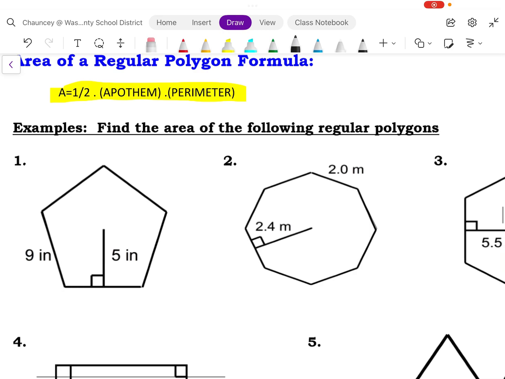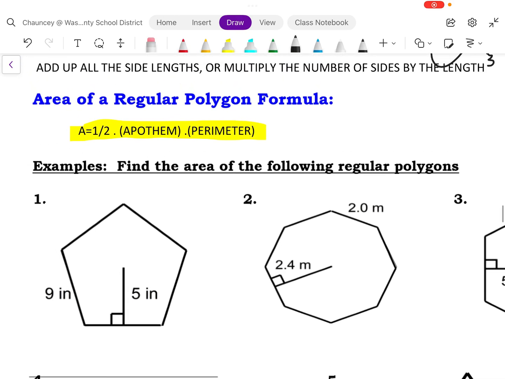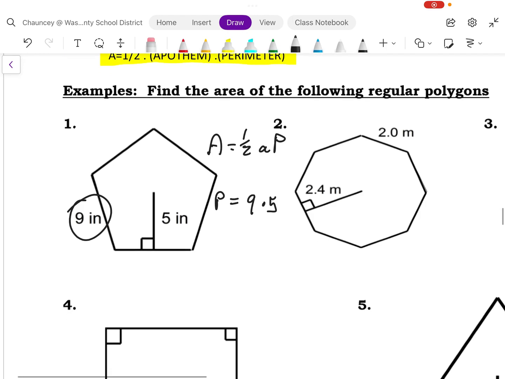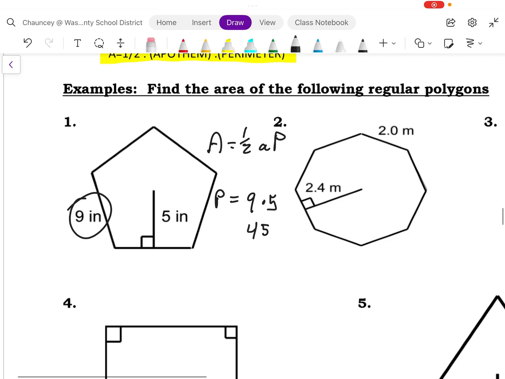So how many sides do we have there? Our pentagon here. So we have 1, 2, 3, 4, 5. We're going to use our area formula, half times our apothem times our perimeter. All right, so what is our perimeter? We have a length of 9 inches times 5 sides. 9 times 5 is 45, so you get 45 inches. Our apothem is 5 inches.